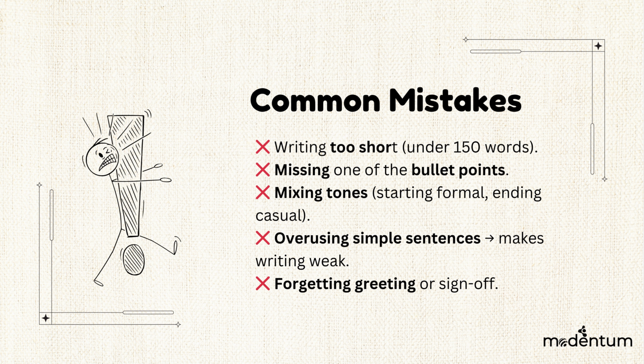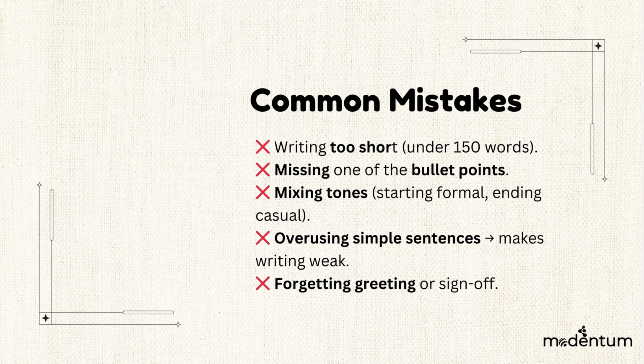Common mistakes. There are a few mistakes that CELPIP takers make while writing an email. The most common are: writing too short, that is under 150 words; missing one of the bullet points; mixing tone, starting formal and ending casual; overusing simple sentences, which makes writing weak; and forgetting the greeting or signing off.